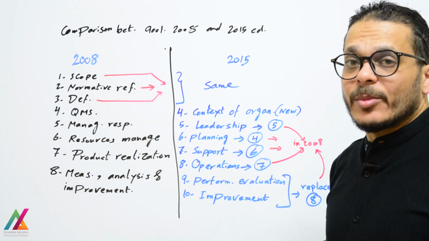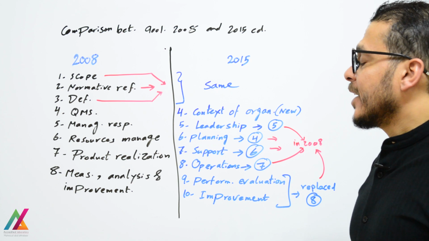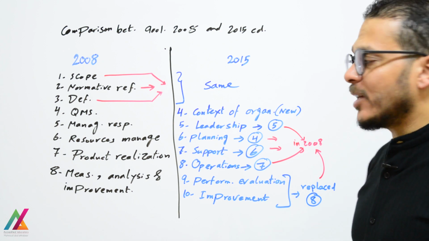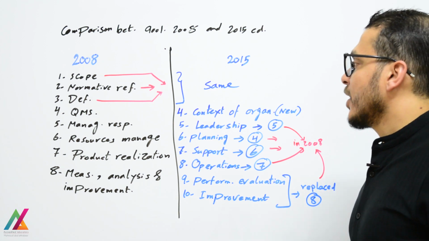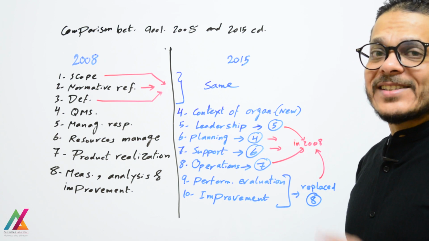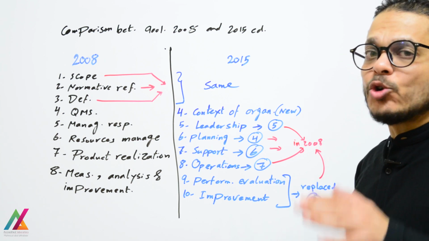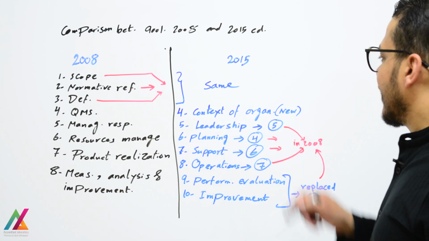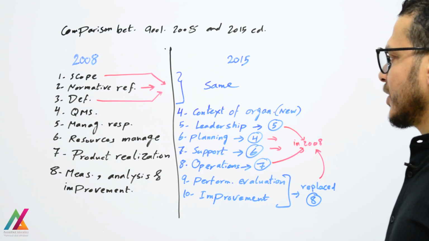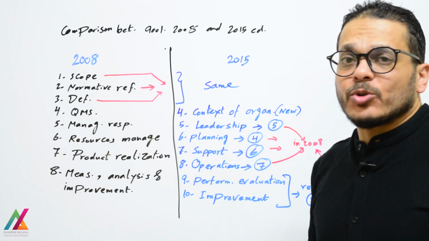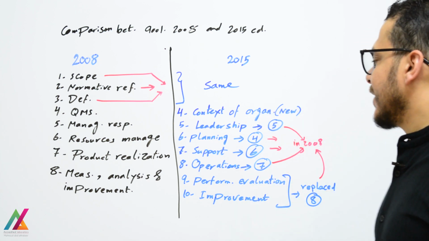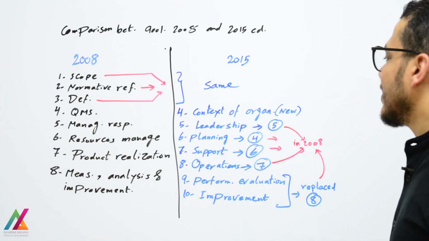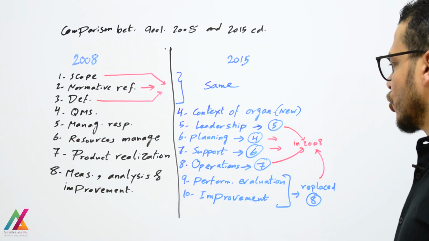Then we have quality management system, management responsibility, resources management, product realization, measurement analysis, and improvement. In the 2015 edition, clause number 4 is the context of the organization, and this is new. Number 5, leadership, is related to management responsibility. All responsibility for the management will be mentioned in the leadership. Planning is also close to number 4, which is quality management system in the 2008 edition.